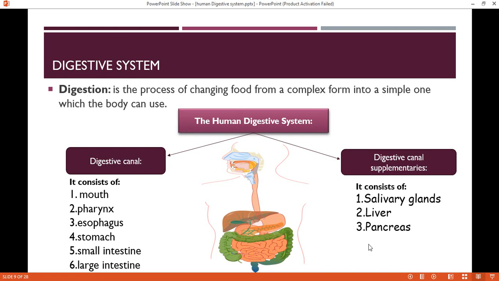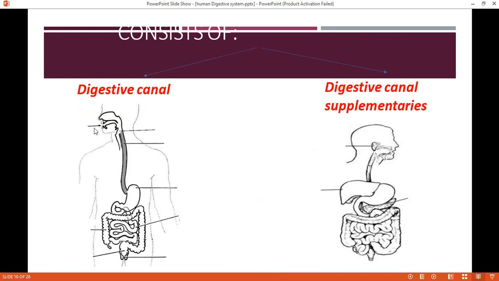And the digestive canal supplementers consist of 3 main organs: salivary glands, liver, and pancreas. So, what is this? Mouth, great. And this? Pharynx, esophagus, stomach, small intestine, and this is rectum and anus. So, the digestive canal starts with the mouth and ends at the anus. The length of the digestive canal is 9 or 10 meters.